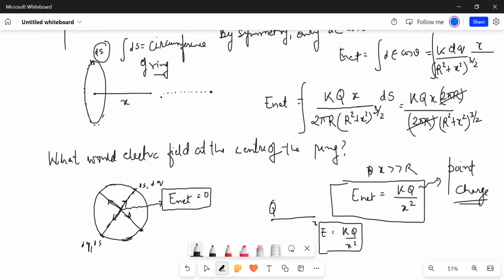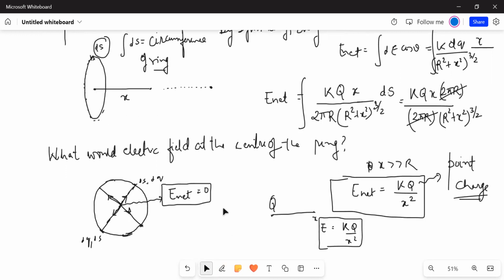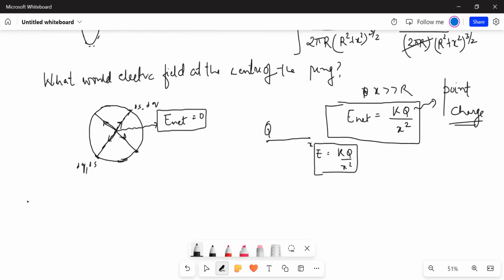So for example, if this distance is x, you can just take this ring as a total charge capital Q and place it here. Is that clear? So basically this happens. Now, if one asks what is the distance where the maximum electric field can be expected, what is the distance x where the electric field is maximum? How would you find it?